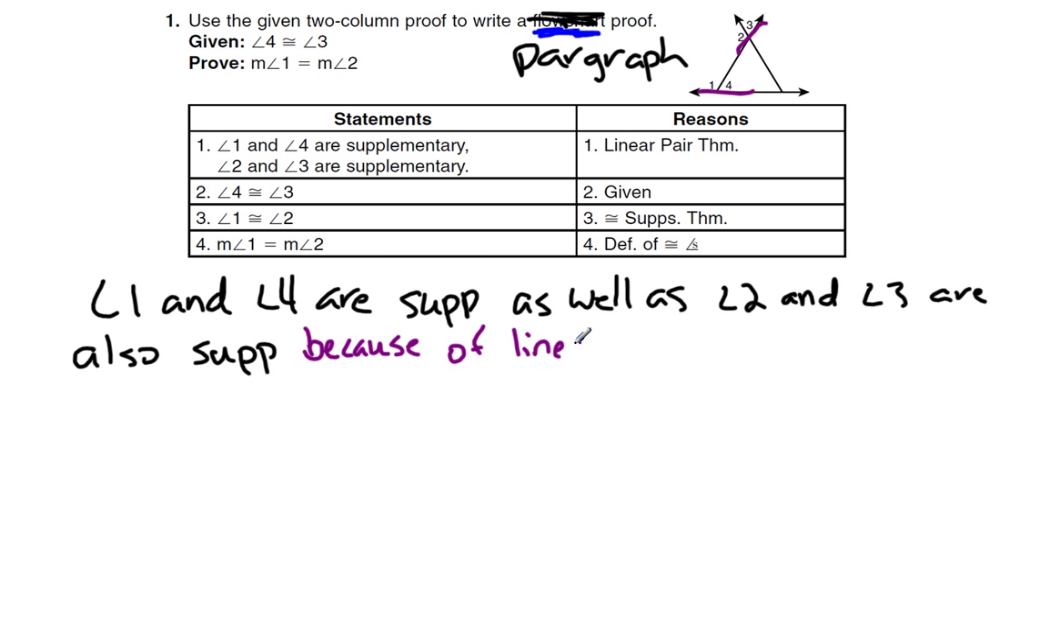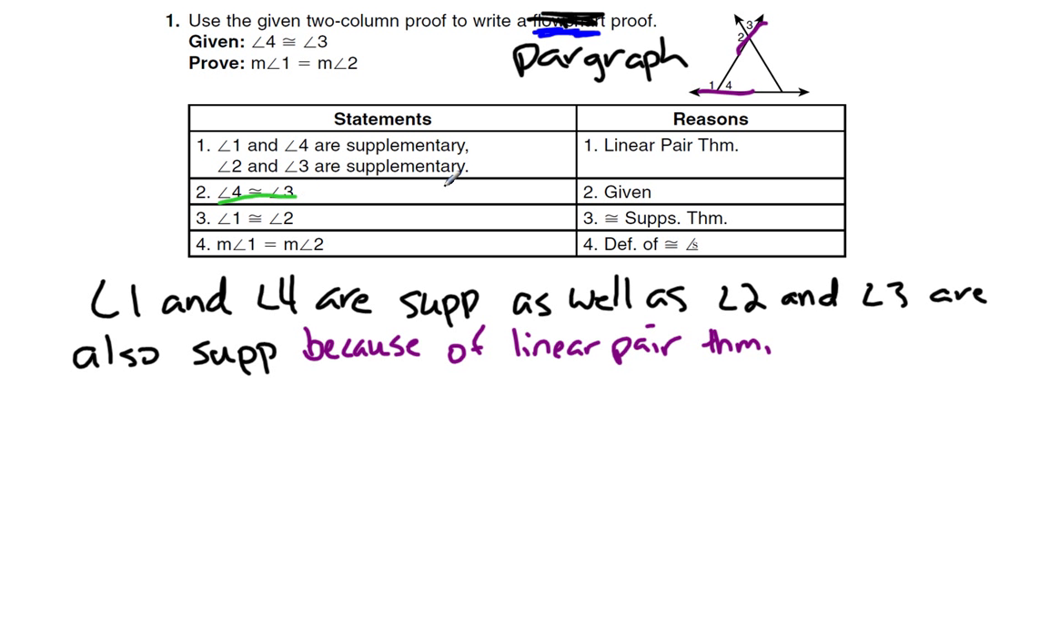linear pair theorem. And again, this is open to however you feel like writing, so you can change these words around. I'm not really the best with words. I had to pick whatever words I feel are good. Okay? So our next step.